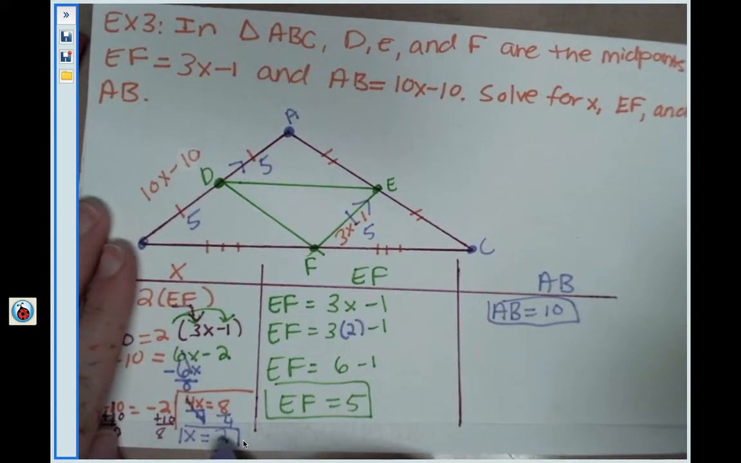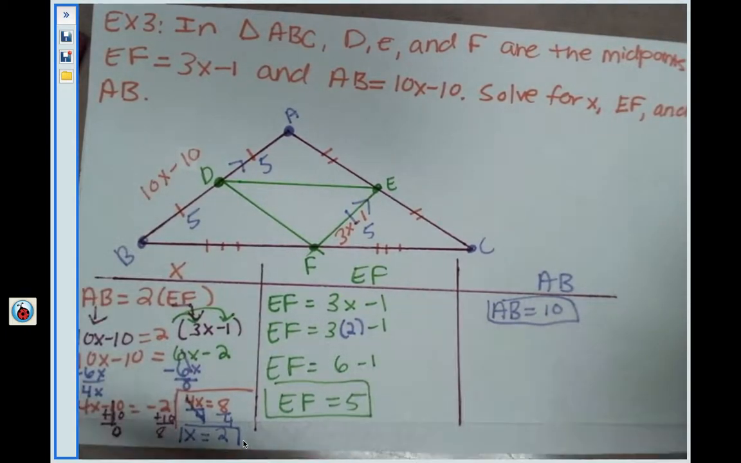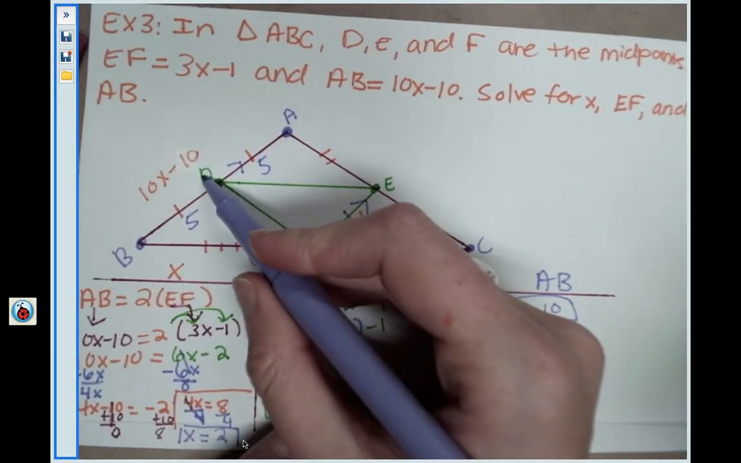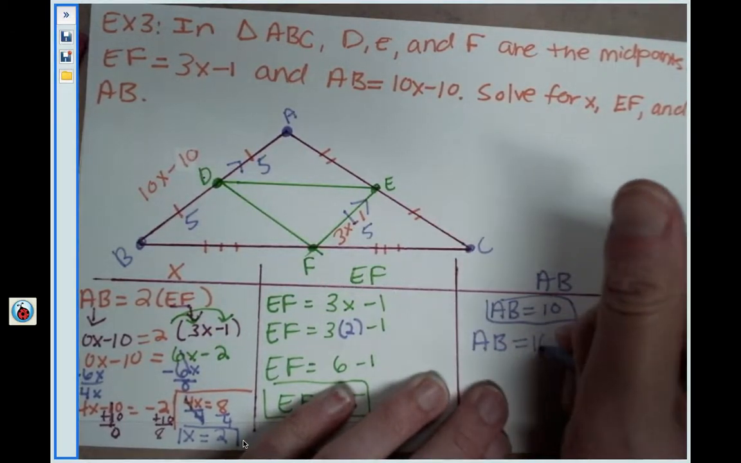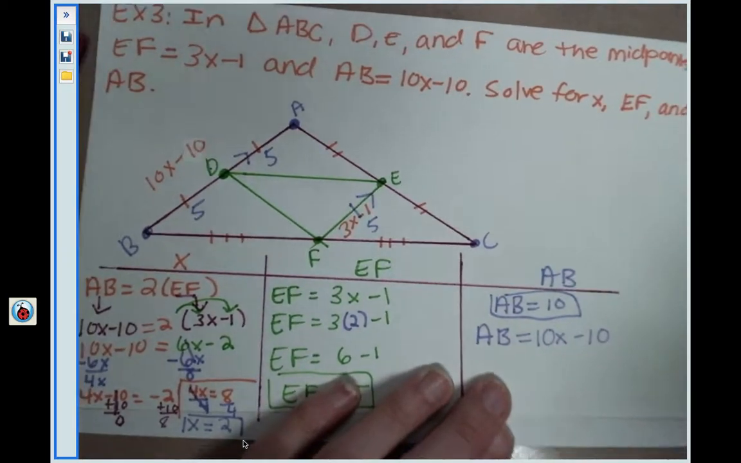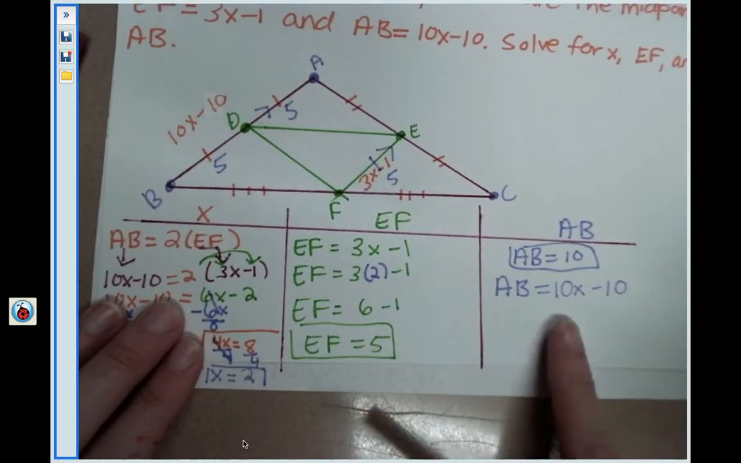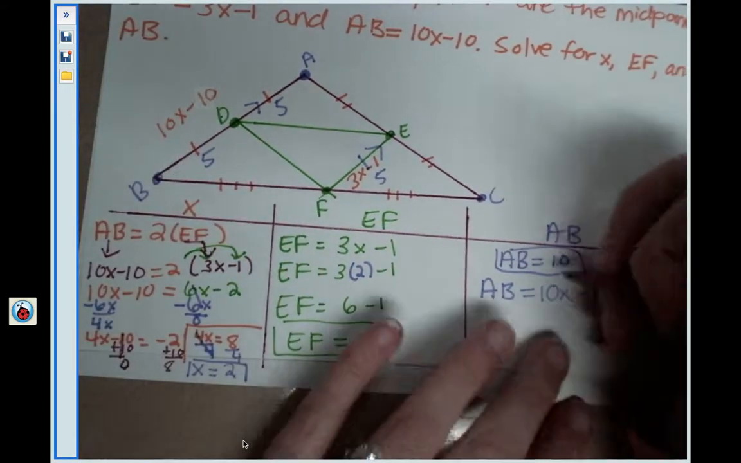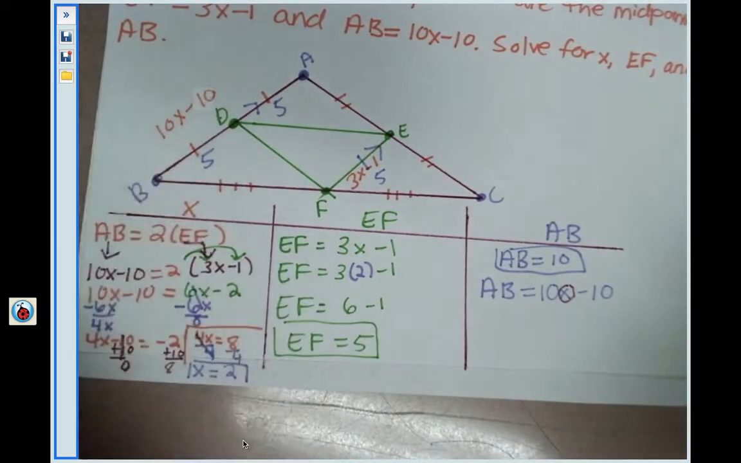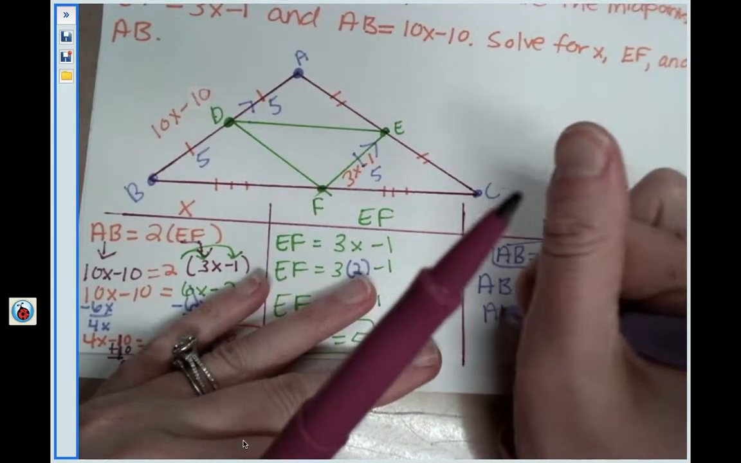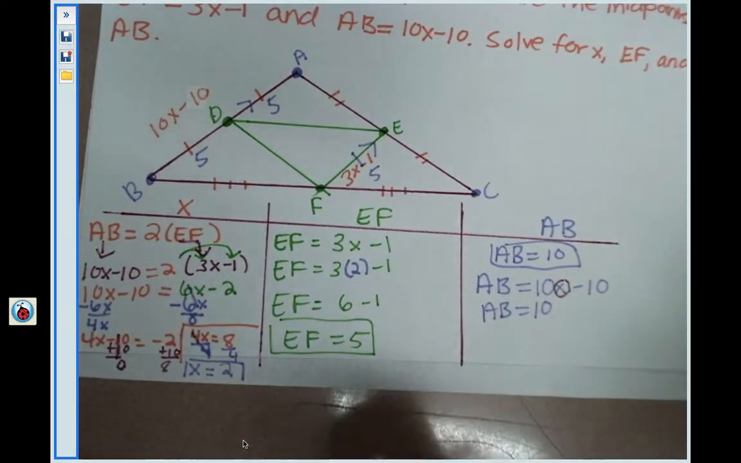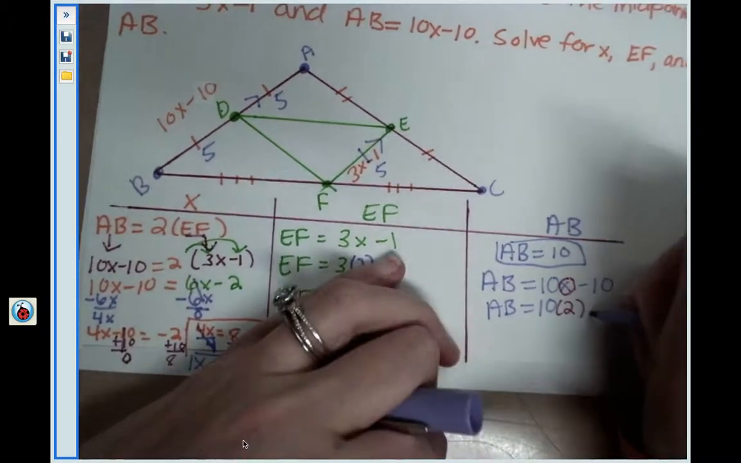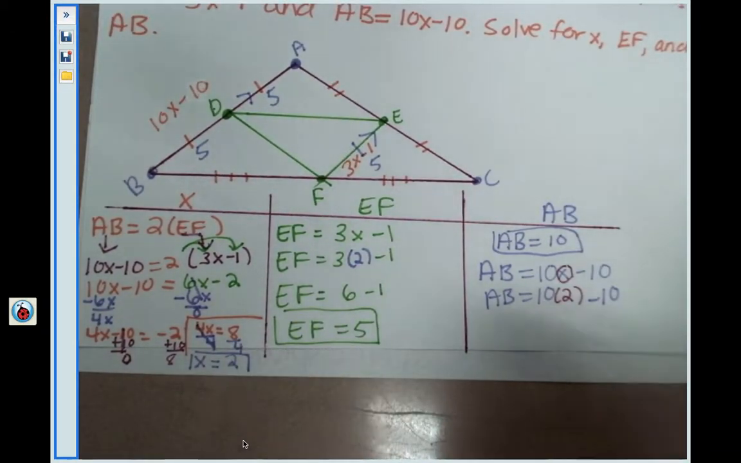So I'm going to substitute in my x for AB to make sure I get 10. So AB equals 10x minus 10, which is there and there. All right, which means that x is going to transform into a 2. So I'm going to replace that x with a 2. Okay, so we get AB equals 10 times 2 minus 10.